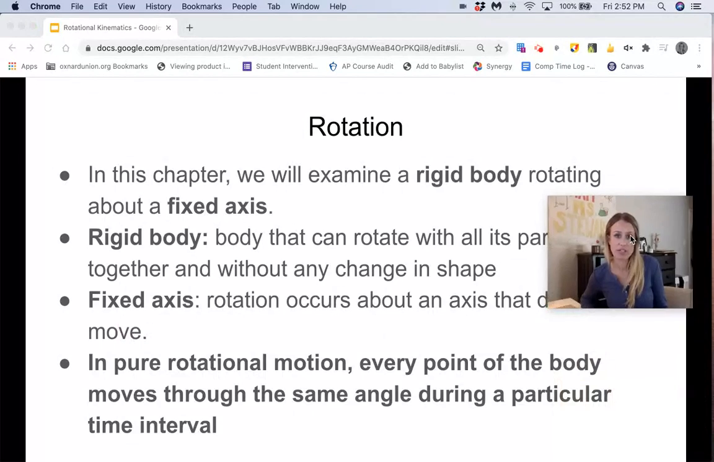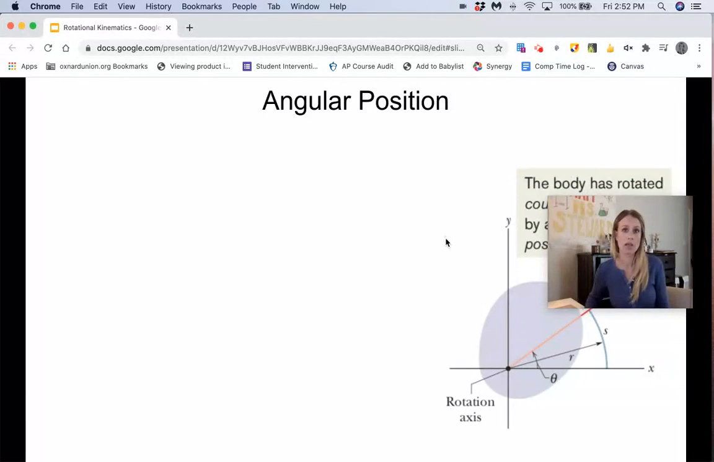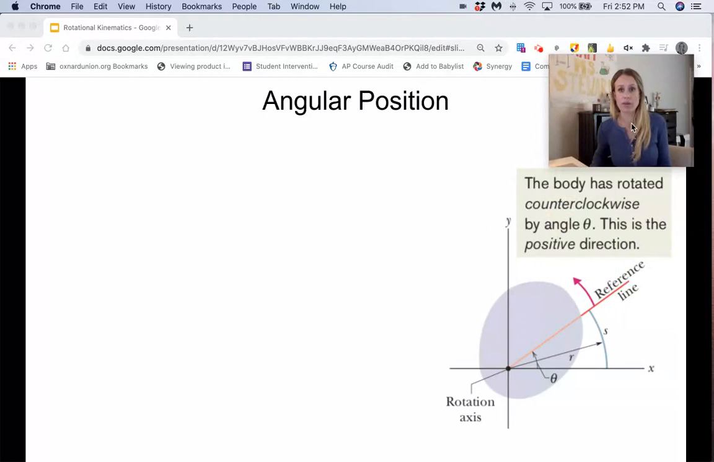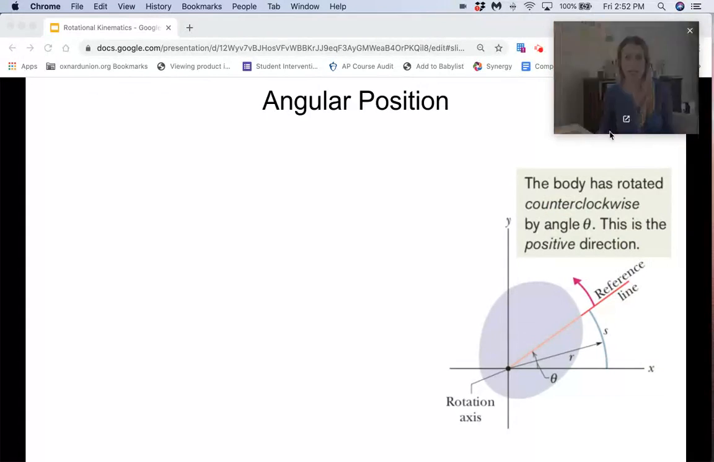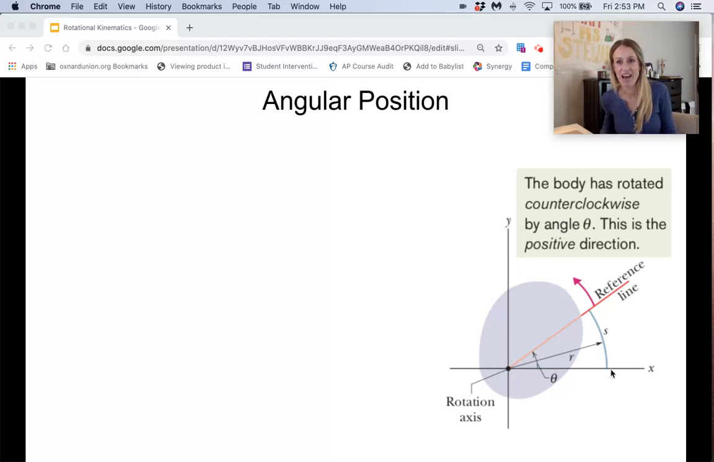Now, in pure rotational motion, every point of the body moves through the same angle during a particular time interval. So the first variable that we want to talk about is angular position. And when I say the same angle during the same time interval, we have some reference line like this. We can see that a point here will rotate through that same angle theta as a point here on that reference line in the same time t.